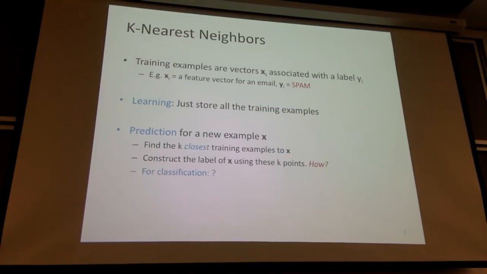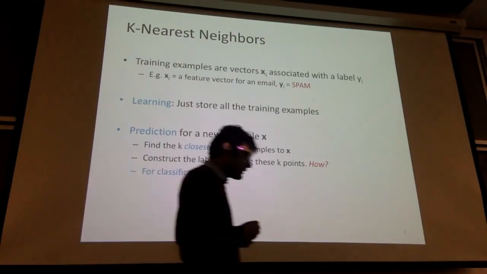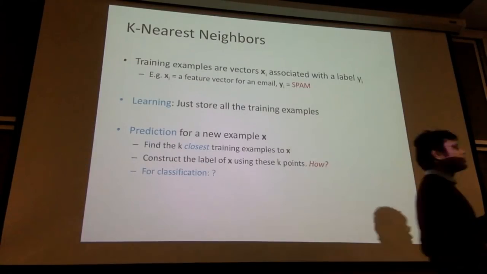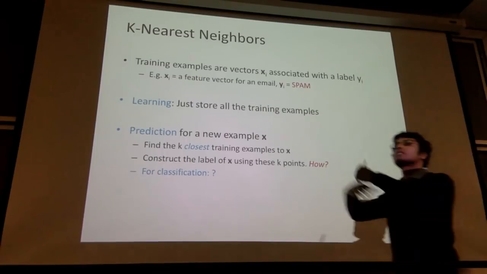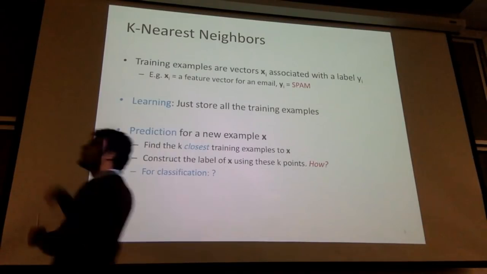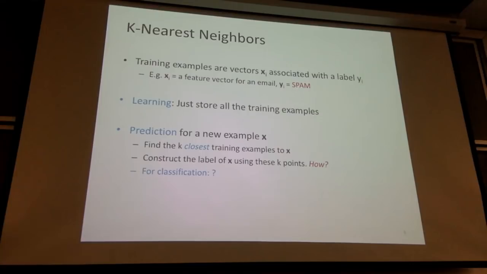For classification, let's get to classification in a bit. K-nearest neighbors is a slight generalization of this idea where you don't want to pick the one closest point, you want to find the k closest points. You want to find the k points in space that are closest to the test example that you have. And you construct the label for this new example using all the labels for these k neighbors.